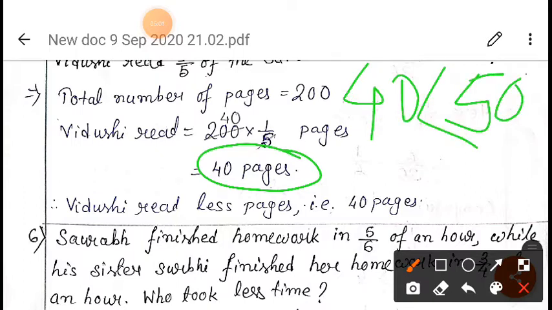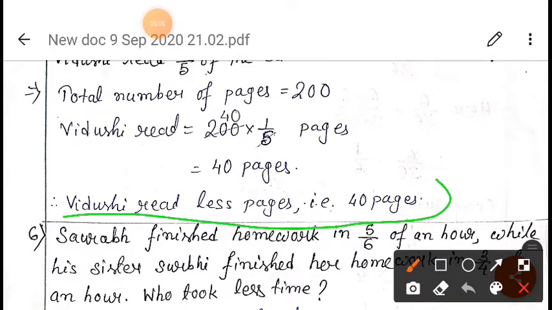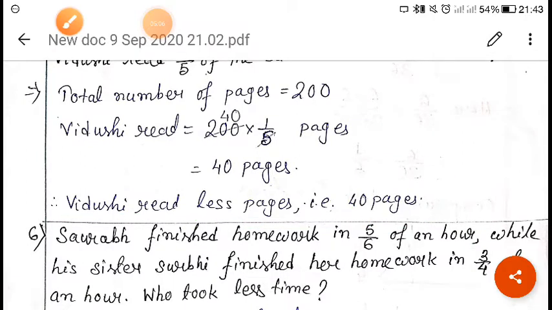50 is bigger, right? So what we can write, B and C read less pages, which is 40. I hope you have understood this, right?